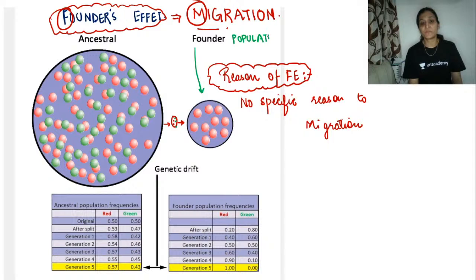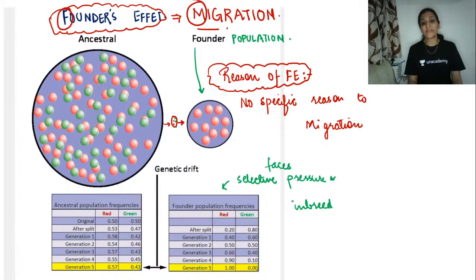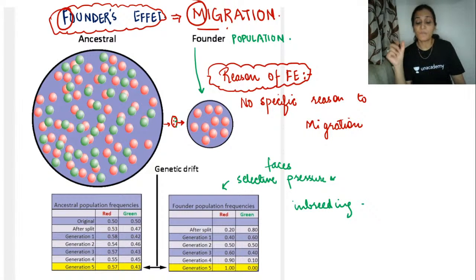Founder population. And they will face a selection pressure, and they will also interbreed, because of which the red is becoming more and more, because of selective pressure. They will face selective pressure and inbreeding, because they are not getting lots of people to mate with, so they will undergo inbreeding.